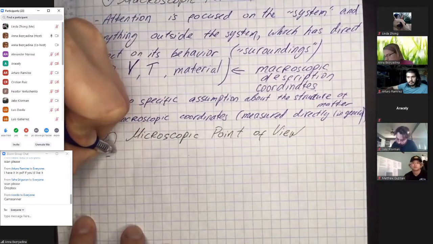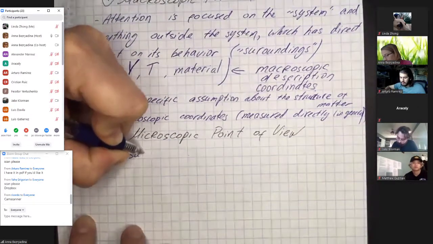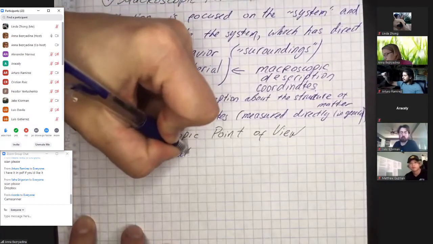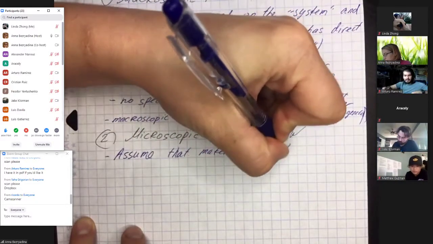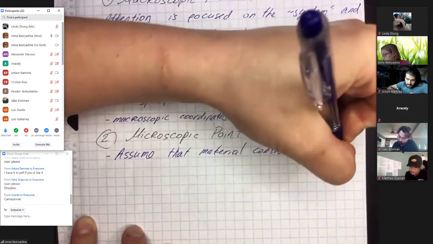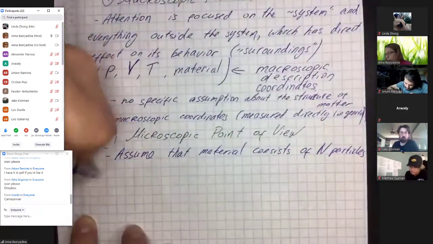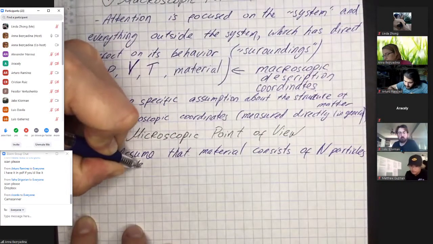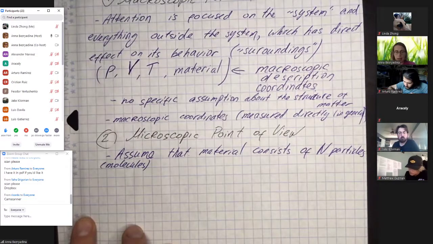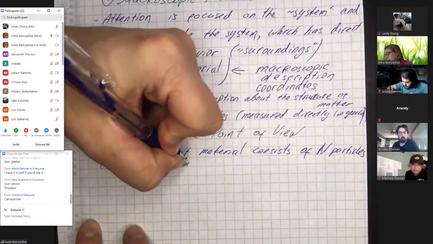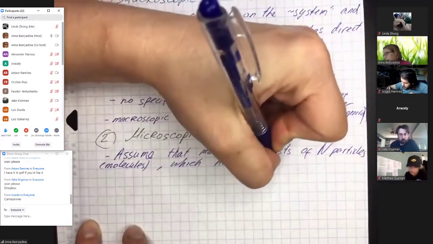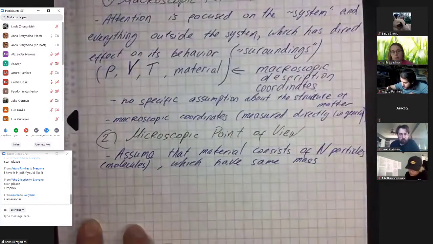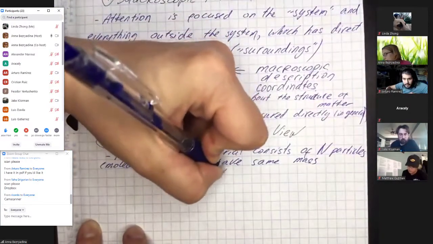So we assume that the material consists of n particles or molecules, and they have the same mass, and they're also moving independently.